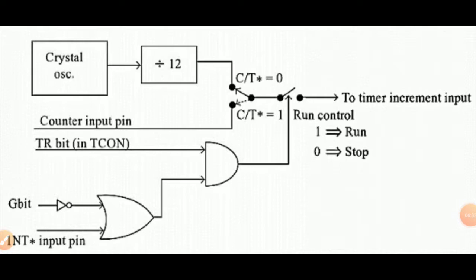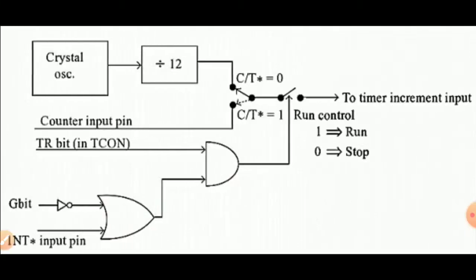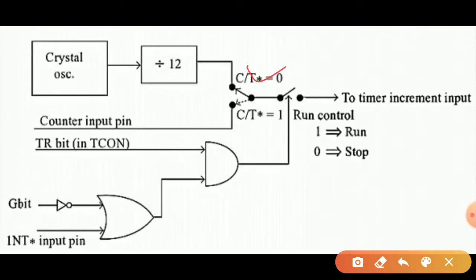When the C bar T bar bit is 0, the upper terminal is connected through the selector switch and the hardware is used as the timer here. When the C bar T bar bit is 1, the lower terminal is connected through the selector switch and the hardware is used as the counter here.